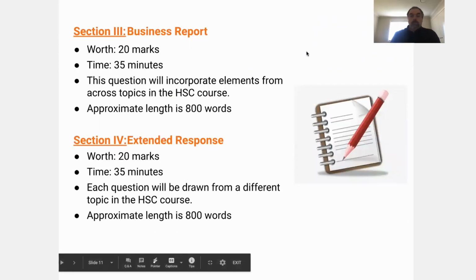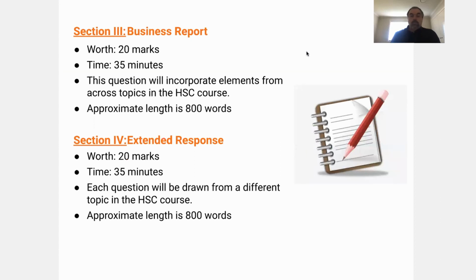All right, the business studies report, section 3. You must write a report. You must write in report format. It has stimulus material attached to it that you'll need to refer to, and we'll look at that later on. 20 marks, 35 minutes. Most students, if they're saving a bit of time in section 1 and 2, would spend about 40 to 45 minutes in this particular report.